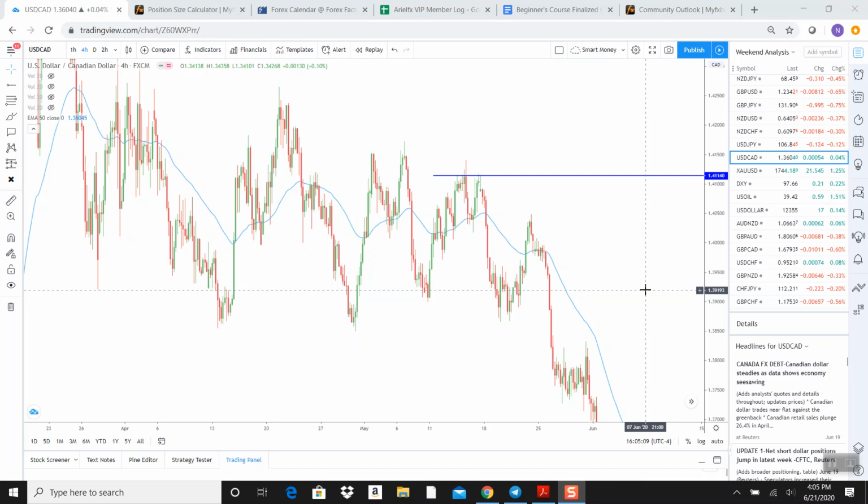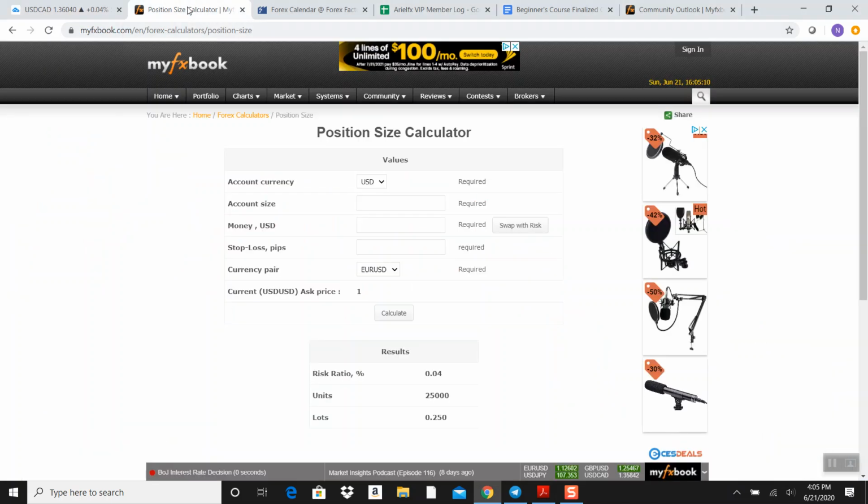What I like to use personally is the Position Size Calculator. It's found on Google. It's by MyFXBook. Just type in Position Size Calculator, MyFXBook, and it'll pop up with the first tab on Google with this page.